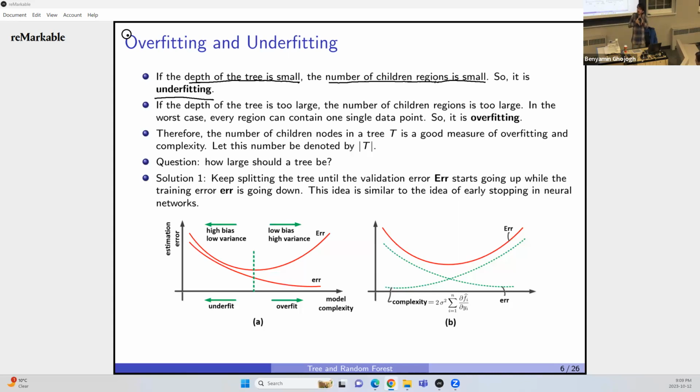Now, what if I grow the tree too much? I will have too many children. What does it mean? I have too many small partitions in my space. This becomes overfitting. What is the worst case scenario for overfitting? That every region has only one single training data point, right? Therefore, the number of children in a tree, T denoting the tree, is a good measure of overfitting. Do you agree? The more children I have, the more overfitting I have.